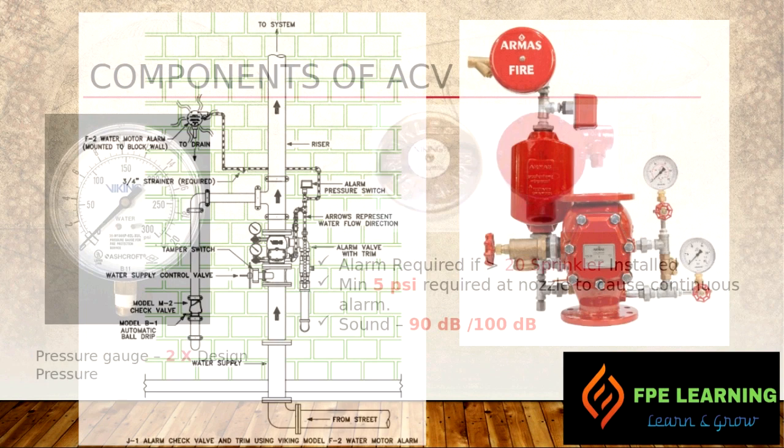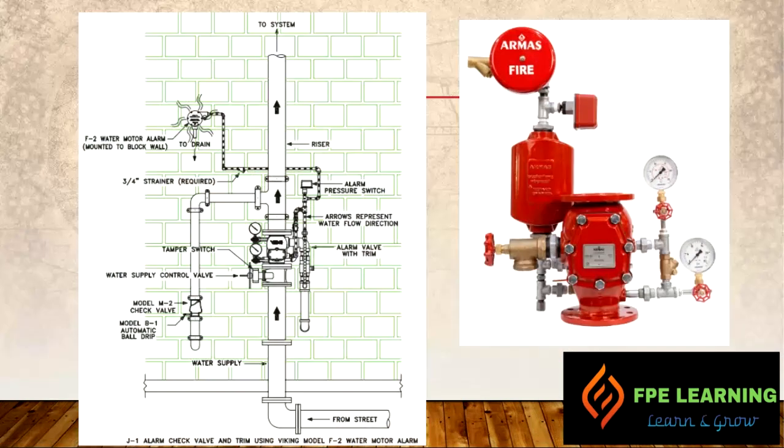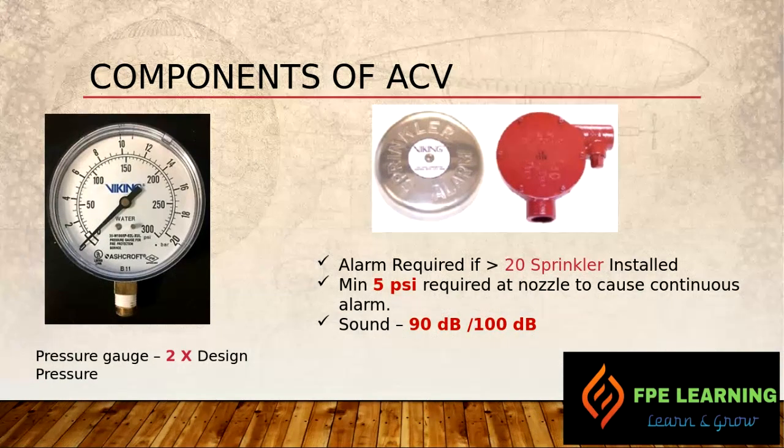So how does it operate here? When the system activates, the water flows all the way from this pipeline, goes to this alarm box, and makes a sound. And when water flows through, the pressure switch is also activated and gives a signal to the fire alarm control panel. So this is all about the water motor alarm. We need it where we have more than 20 sprinklers in the system.